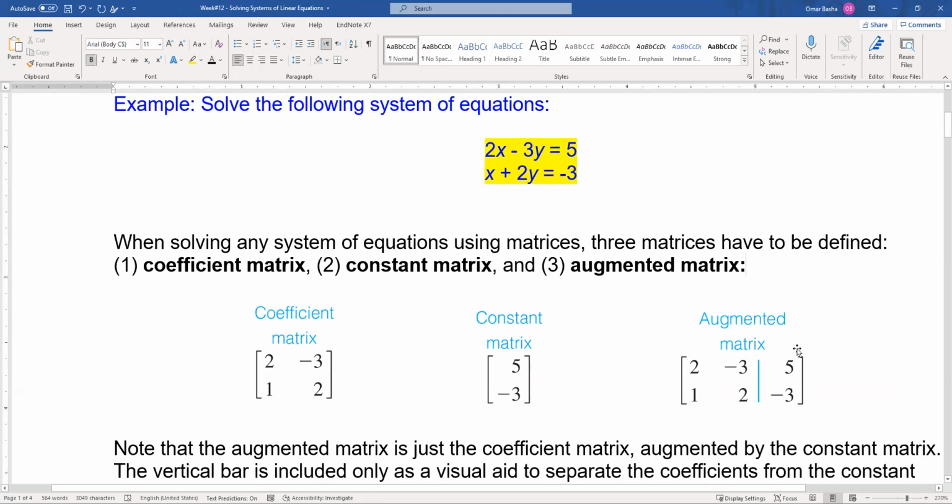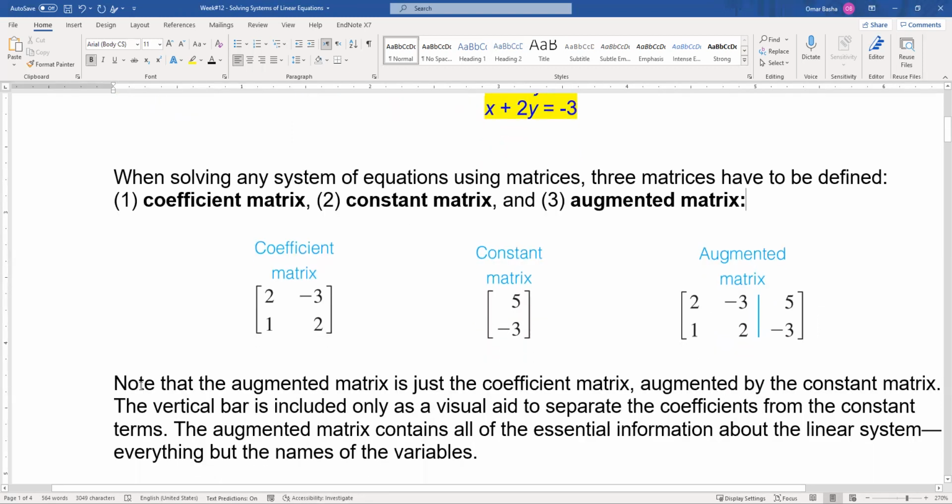And I'm looking at the right-hand side here. This augmented matrix is basically your coefficient matrix, which is 2, minus 3, 1, 2, right? And 5, minus 3 next to each other. The augmented matrix is just the coefficient matrix augmented by the constant matrix, right? So I'm just writing these two next to each other. You can include this line; it's just a divider as a visual aid, really.